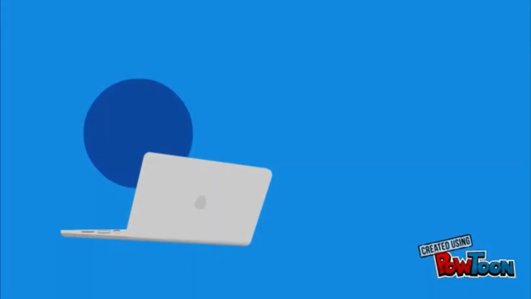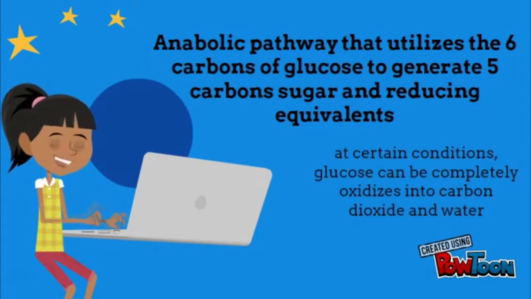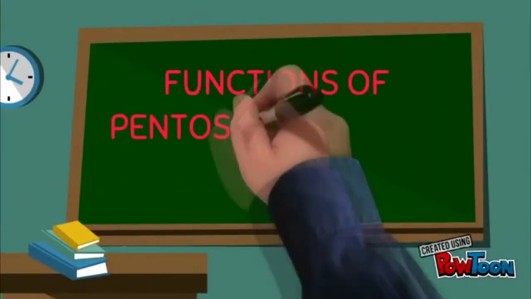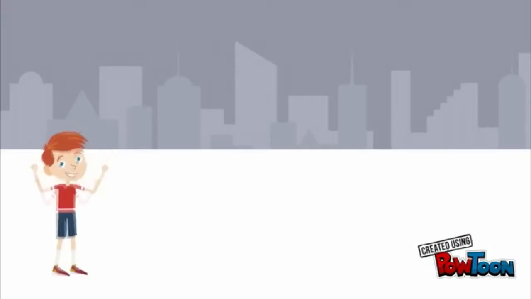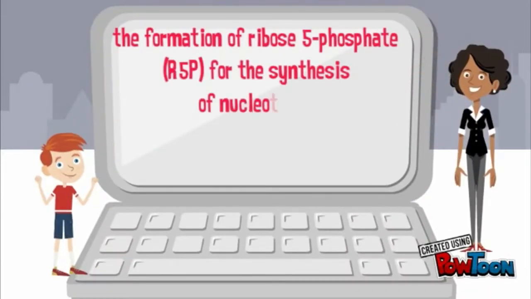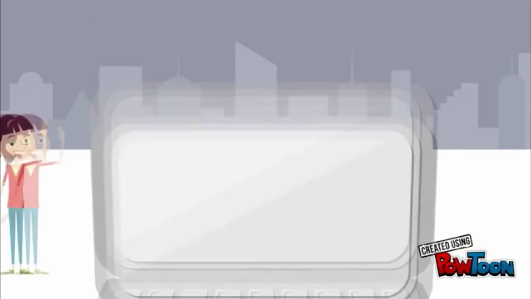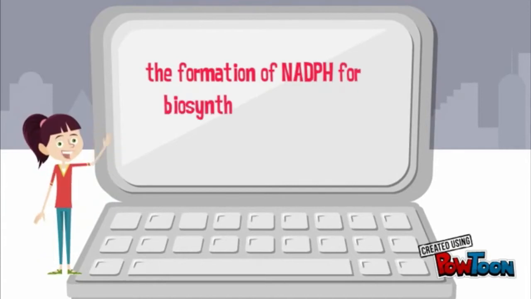So basically, pentose phosphate pathway is an anabolic pathway that utilizes the 6 carbons of glucose to generate 5-carbon sugar and reducing equivalents. And under certain conditions, glucose can be completely oxidized into carbon dioxide and water. Now, let's take a look at the functions of pentose phosphate pathway. The first one is the formation of ribose 5-phosphate, R5P, for the synthesis of nucleotides, RNA and DNA, supporting cell growth and proliferation. Next, the formation of NADPH is for biosynthetic reactions.